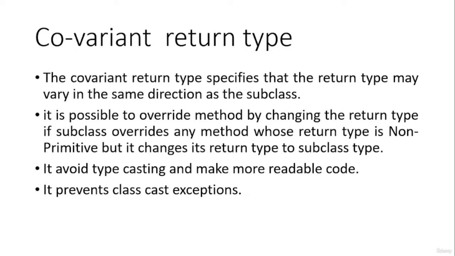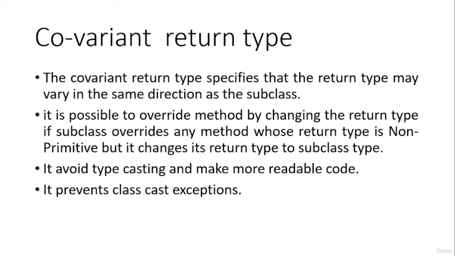Covariant return type is a feature by which we can override methods based on their return type. Prior to Java 5, there was no such functionality. After Java 5, this functionality was added to Java, by which the covariant relationship can be maintained. So let us discuss more about covariant return type. Here we have already seen overriding in Java. When we have the same return type, then the overriding works fine.